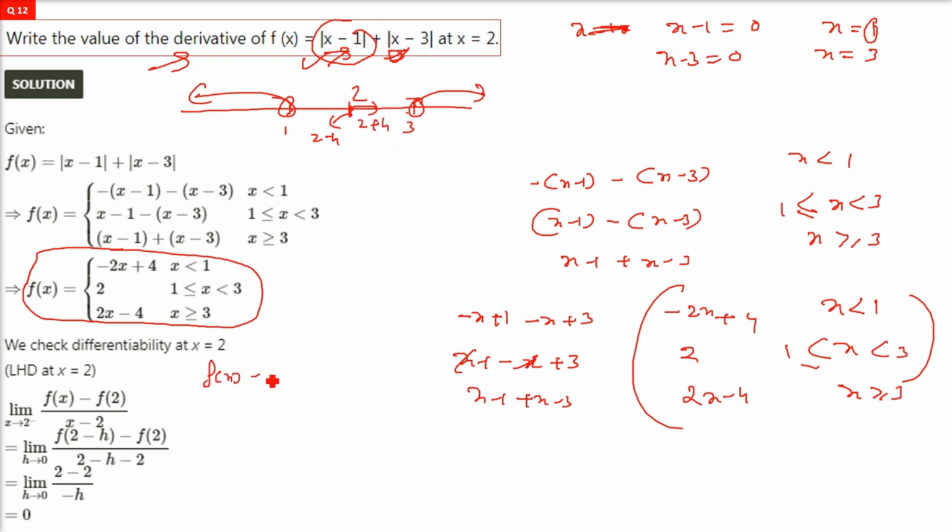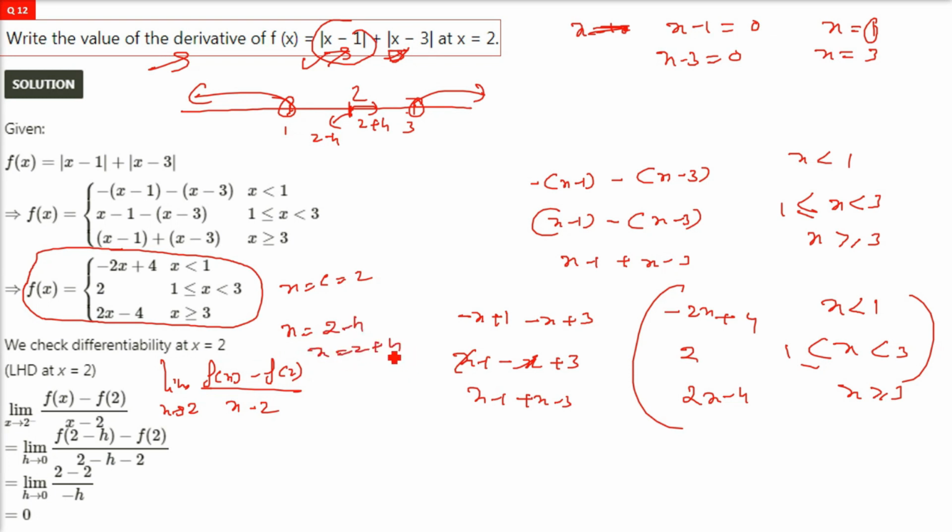Try to put the values in f(x) minus f(c) by x minus c. This is what we do: f(x) minus f(2) by x minus 2, because we have to check at 2. So the limit extends to 2 here. You can do it like that: put 2 minus h, 2 plus h, and you'll find out the value. I hope you'll be able to do it.